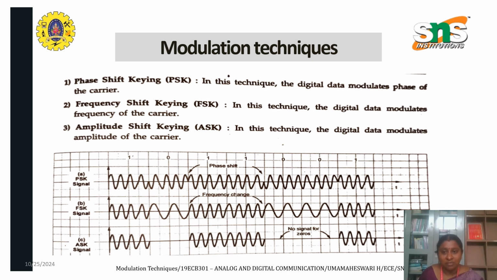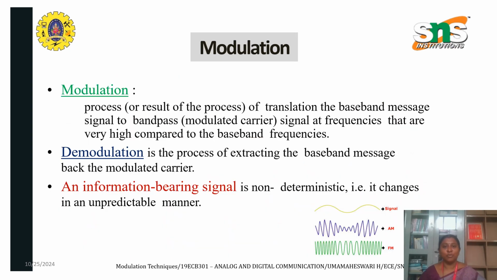In phase shift keying, it modulates the phase of the carrier. In frequency shift keying, it modulates the frequency of the carrier. In ASK, it modulates the amplitude of the carrier. Modulation is the process of translating the baseband message signal into a bandpass signal at frequencies that are very high compared to the baseband frequencies. Demodulation is the process of extracting the baseband message back from the modulated carrier. An information bearing signal is non-deterministic, that is, it changes in an unpredictable manner.